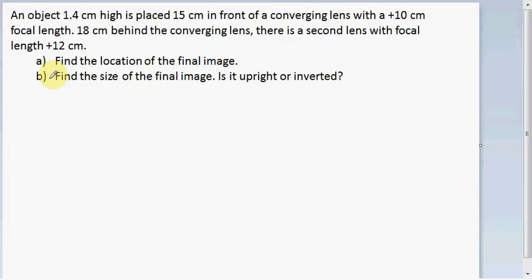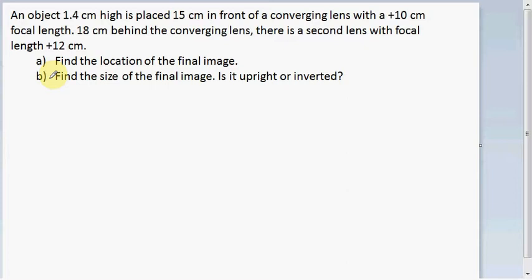18 centimeters behind the converging lens, there is a second lens with a focal length of plus 12 centimeters. Since the focal length on that one is positive, that's also going to be a converging lens. And we want to find the location of the final image, and we also want to find the size of the final image and find out if it's upright or inverted.